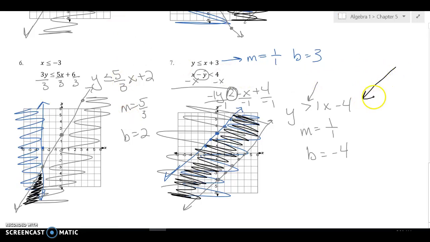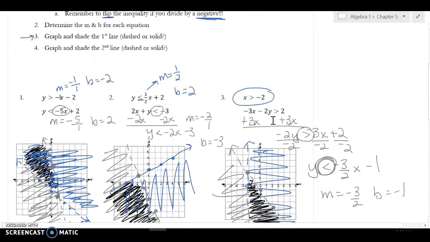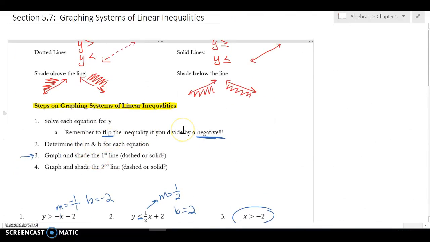If the problem would have turned out like this, where one shaded above and one shaded below and they didn't overlap, that's an example of a no solution. So parallel lines can be a no solution, but it really will depend on where the shading is. So remember, when you do these problems, the first thing you need to do is solve for y, identify the m and the b, and then graph and shade one line at a time.